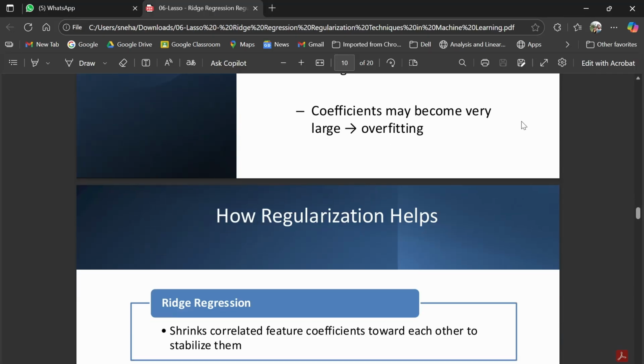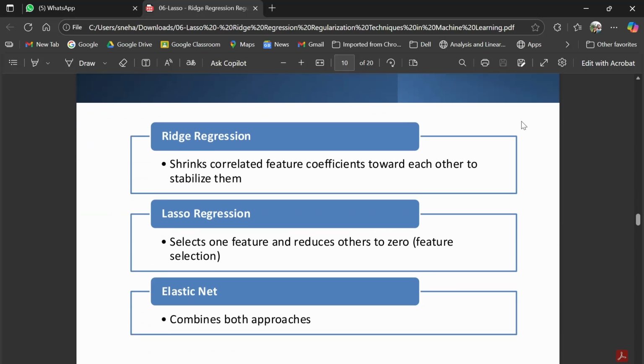So that gets rid of the problem of overfitting. Here you see it shrinks correlated feature coefficients towards each other to stabilize them. This is what ridge regression does. They have the same purpose. And lasso regression selects one feature and reduces other features to zero. So it basically does feature selection. It's very clear what is being done, right?